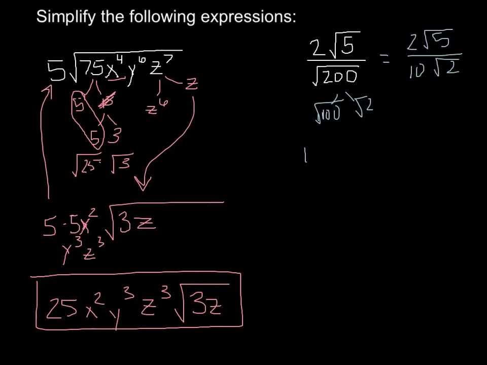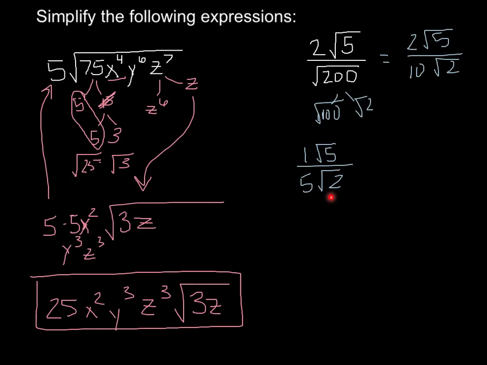So that gives me a 1 square root 5 over 5 square root 2. The truth is, you really don't need this 1 there. It's not necessary. It's just an unnecessary coefficient. Now, remember that you are going to have to get rid of the square root of 2 on the bottom. You cannot have any fractions with a square root in the denominator.